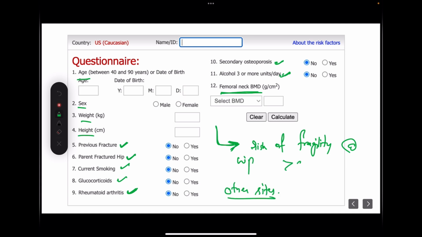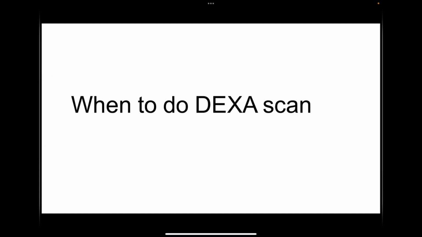If at the hip this is more than 3% and at other sites this is more than 20%, then the FRAX score is suggestive of very high risk and we should start anti-osteoporotic medications.